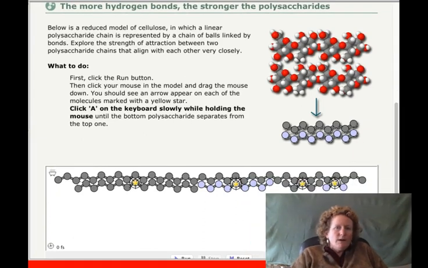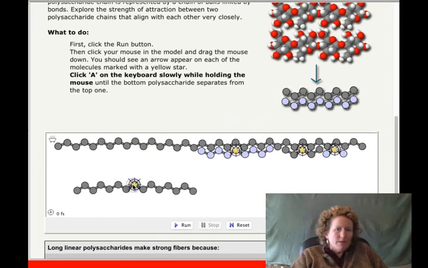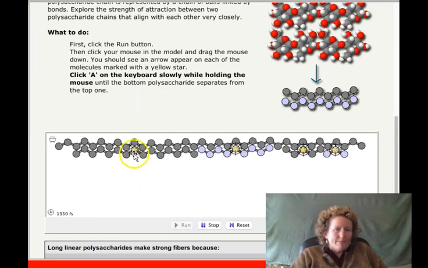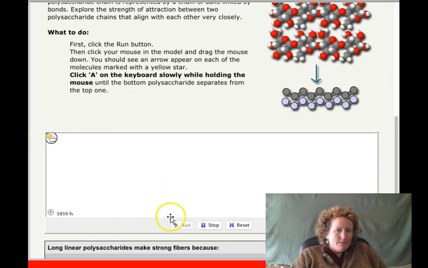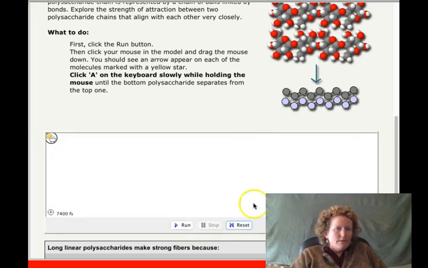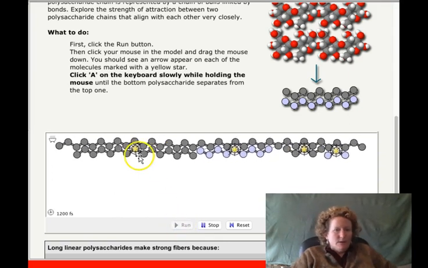So when we have more hydrogen bonds, when we have long, stringy molecules and we try to pull them apart here, let's click the run button. Click the run button, click the mouse and drag the mouse down. You should see an arrow appear on the molecules. Click the A on the keyboard while holding the mouse until it separates. Okay, let's do that.